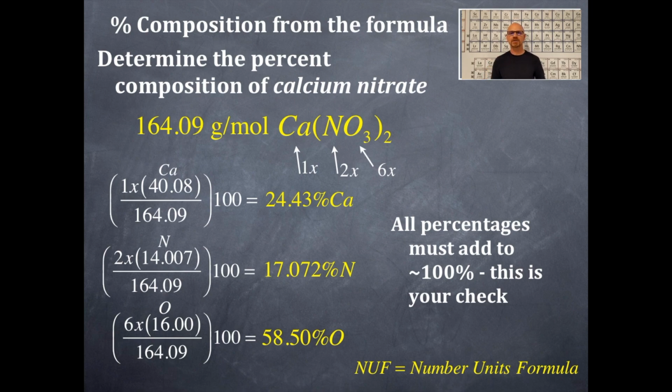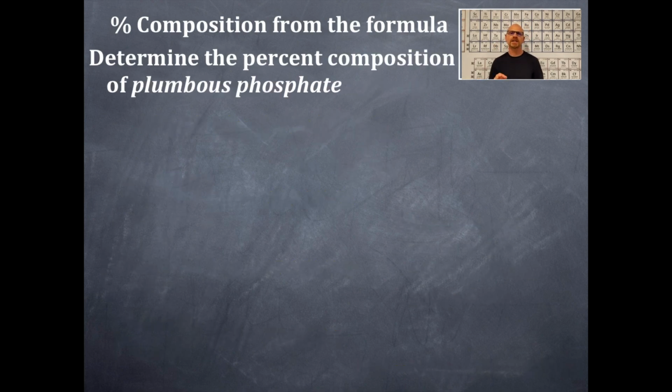I'm going to move faster on this second example, not like I'm not moving fast. So here we go, second example, boom. We're going to determine the percent composition of plumbous phosphate. So again, the first thing we need to do is get the correct formula for plumbous phosphate. And plumbous is lead, and plumbous has a 2+ charge. Phosphate is a polyatomic ion.